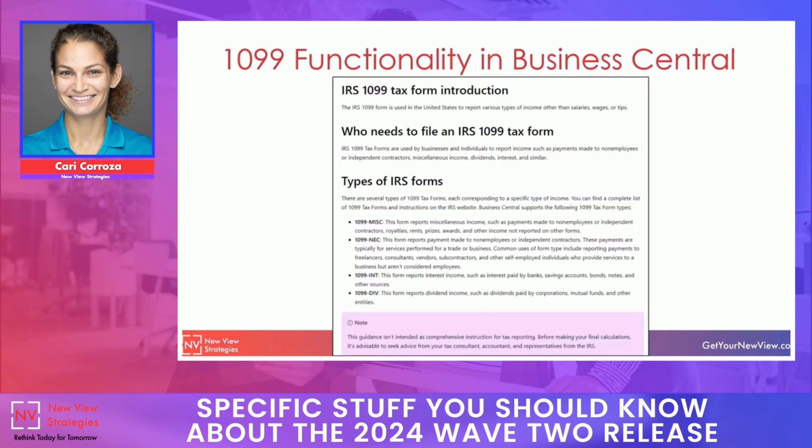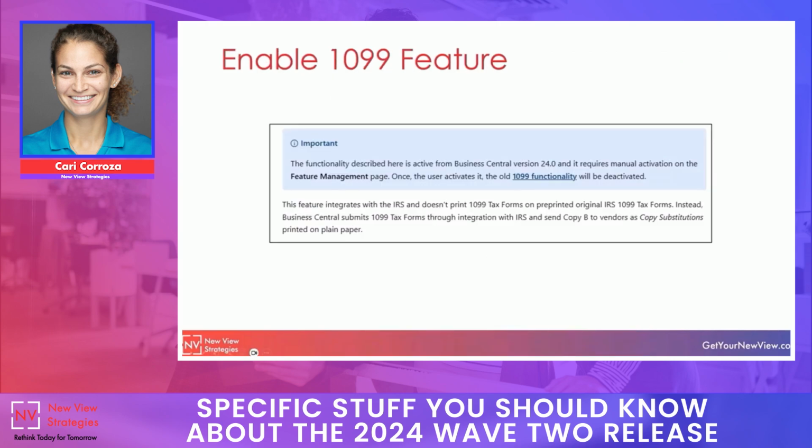This is a screenshot of the tax form introduction, and as mentioned, it gives a brief overview of who needs to file the 1099 forms and the different common types of forms. It's important to note that before you can use this new 1099 functionality, you would need to enable this feature on the feature management page. This is something that should be done by your partner or IT or admin department. Once you activate this new feature on feature management, you cannot revert back to the old 1099 functionality.